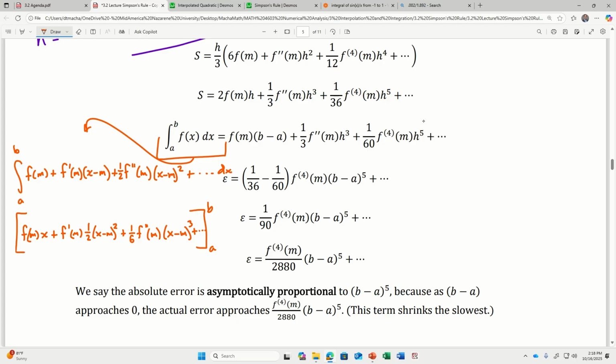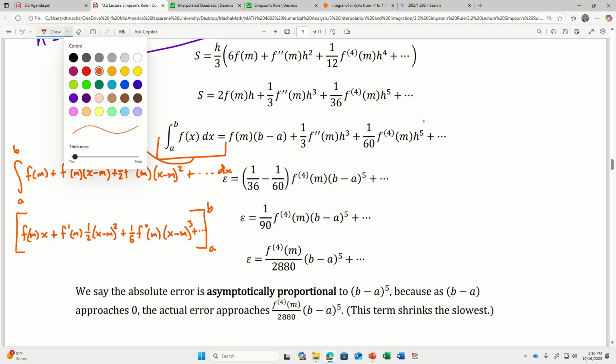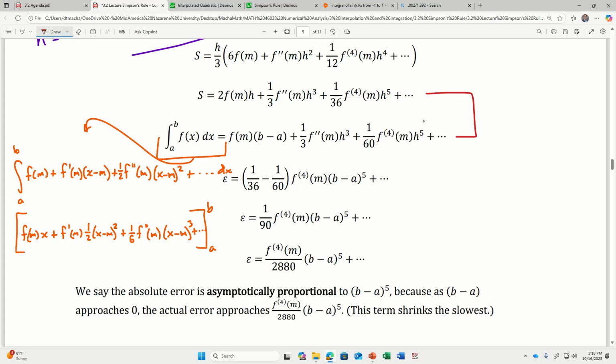Well, so compare then the Simpson's rule and the true value. And remember that the actual error is going to be the Simpson's rule minus the true value of this integral. So whenever I go to subtract these, 2fmh is going to cancel with that one. This 1/3 f double prime of m h cubed is going to cancel with this 1/3 f double prime of m h cubed. And then this doesn't cancel. Look at the first terms that don't cancel.